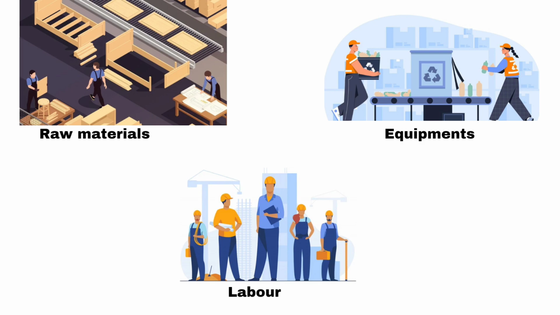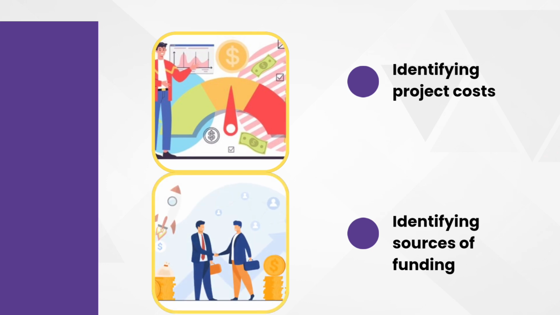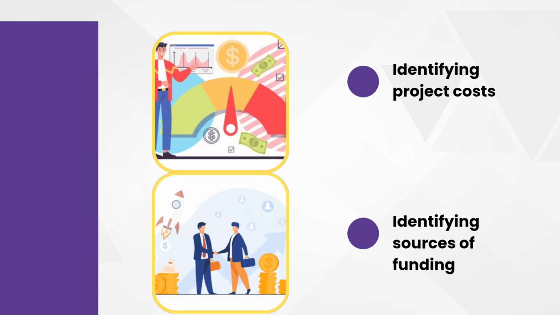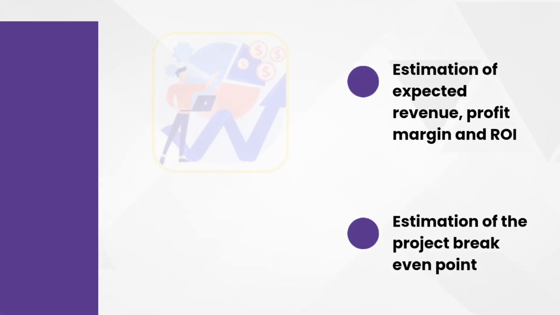Once it's determined what project resources are needed, a cost breakdown structure is used to identify all the project costs. Next step is identifying potential sources of funding, such as loans or investment from angel investors or venture capitalists, or it could be a government funded project.